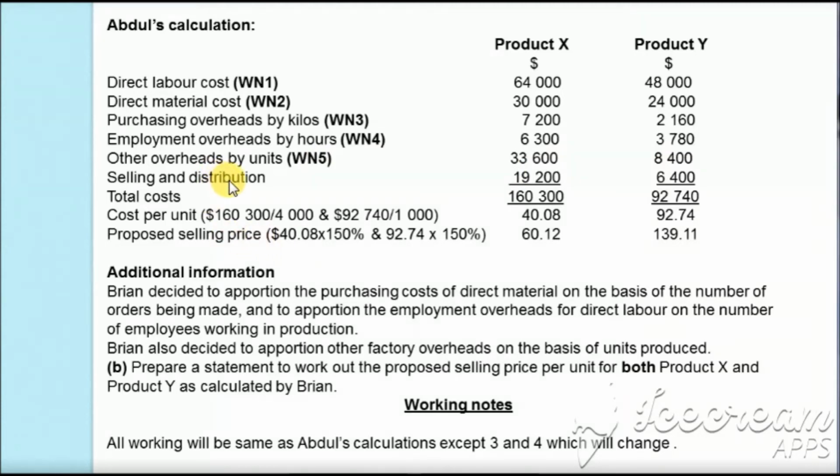The selling and distribution cost, which was already divided and mentioned in the question, we are going to mention the same values here as 19,200 for X, and for Y it was $6,400. And after this, we are going to total up to find the total cost. Once we get the total cost, we are going to find the unit cost. Why we are going to find the unit cost? Because in the question it was given 50% markup was calculated on the unit cost. So first we are going to find the unit cost, and then we are going to find the selling price.